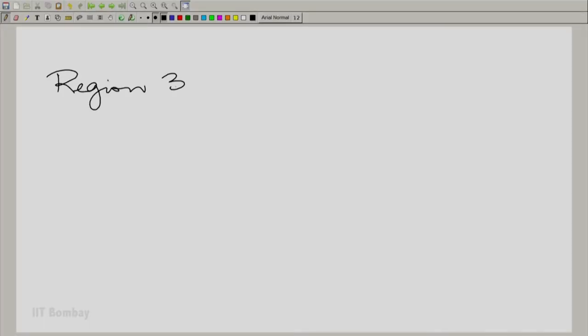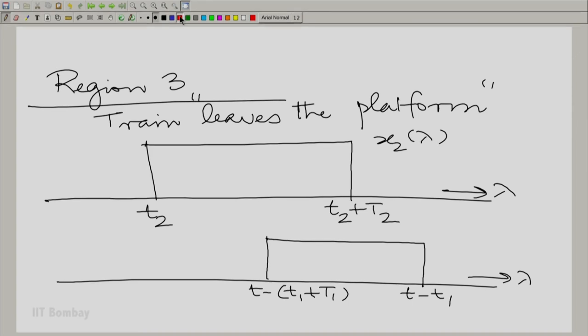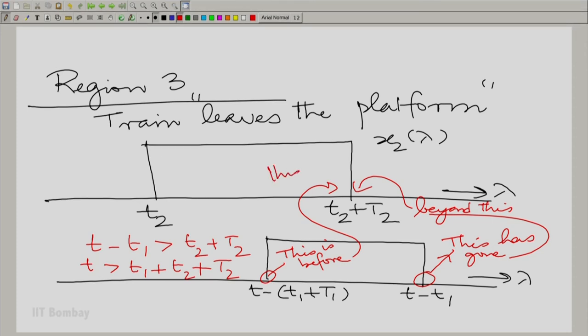And finally, what is the region? Finally, we have the region where the train is now leaving the platform. So, let us draw that region. Region 3, train leaves the platform. Here is the situation. So, this has now gone beyond this. In other words, T minus T1 is greater than T2 plus capital T2, or T is greater than T1 plus T2 plus capital T2. But on the other hand, this is before this. So, the last part of the train should not have left the platform strip.